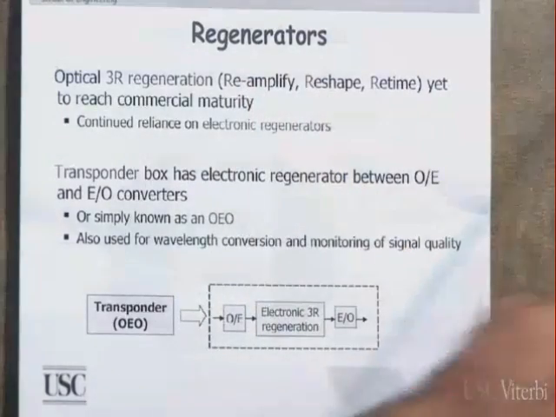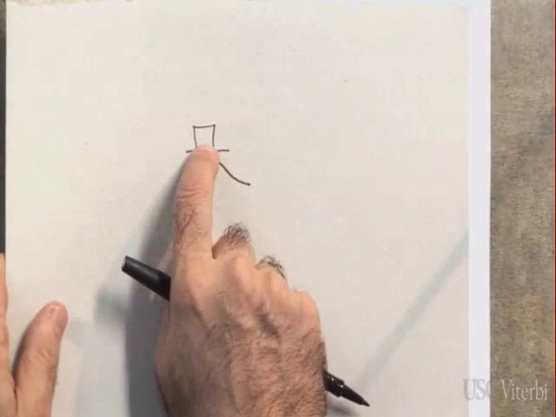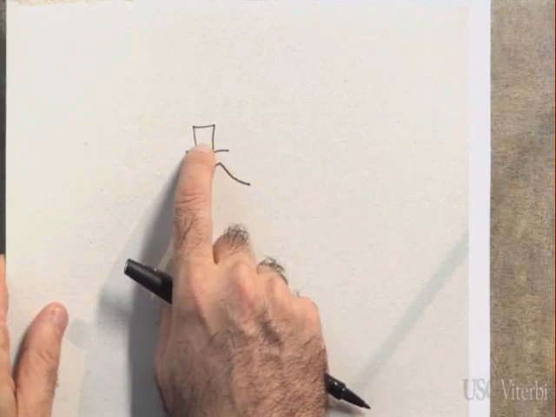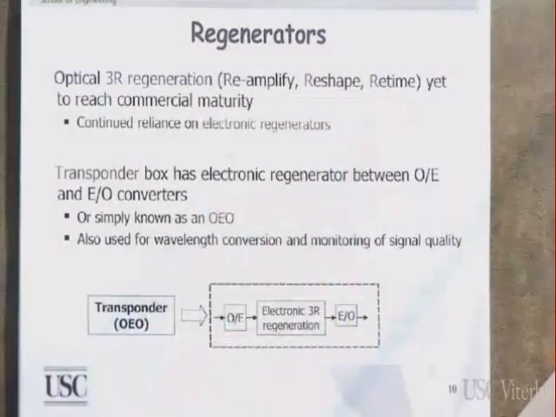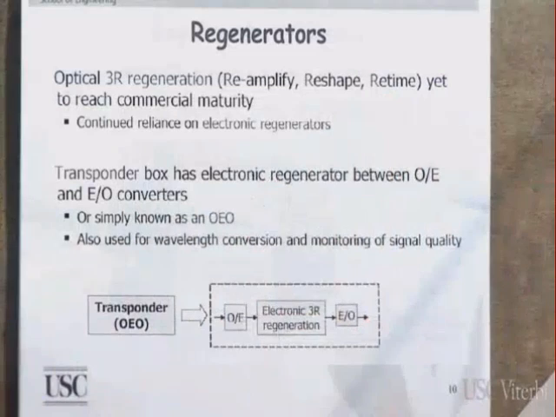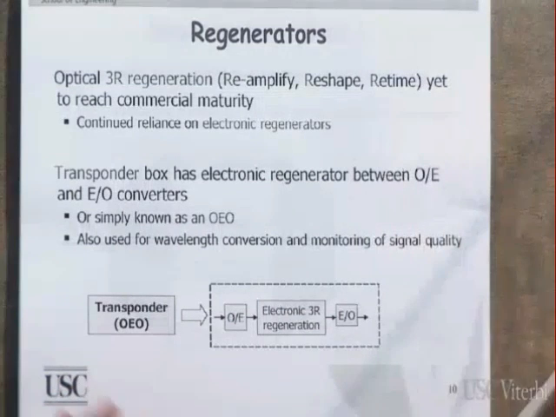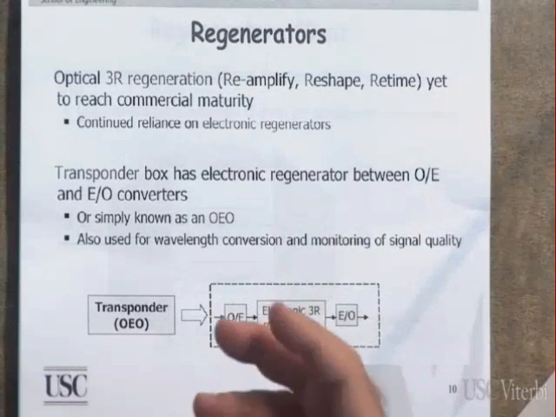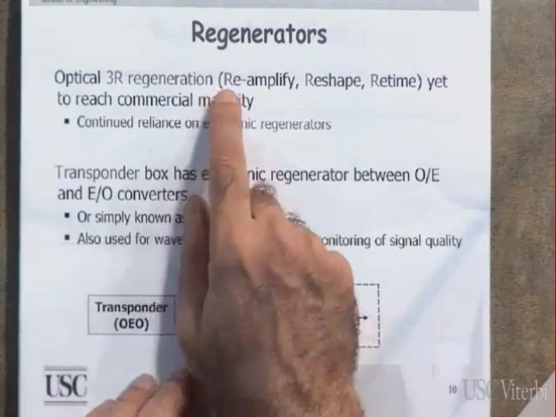Reshape it means if there's a distortion in the shape of the pulse, you reshape it to become a clean one, like this. And then retime it. Retime means if there is a timing offset as the signal propagates over the optical fiber, you reset the timer. You get rid of the timing offset, you correct that offset.